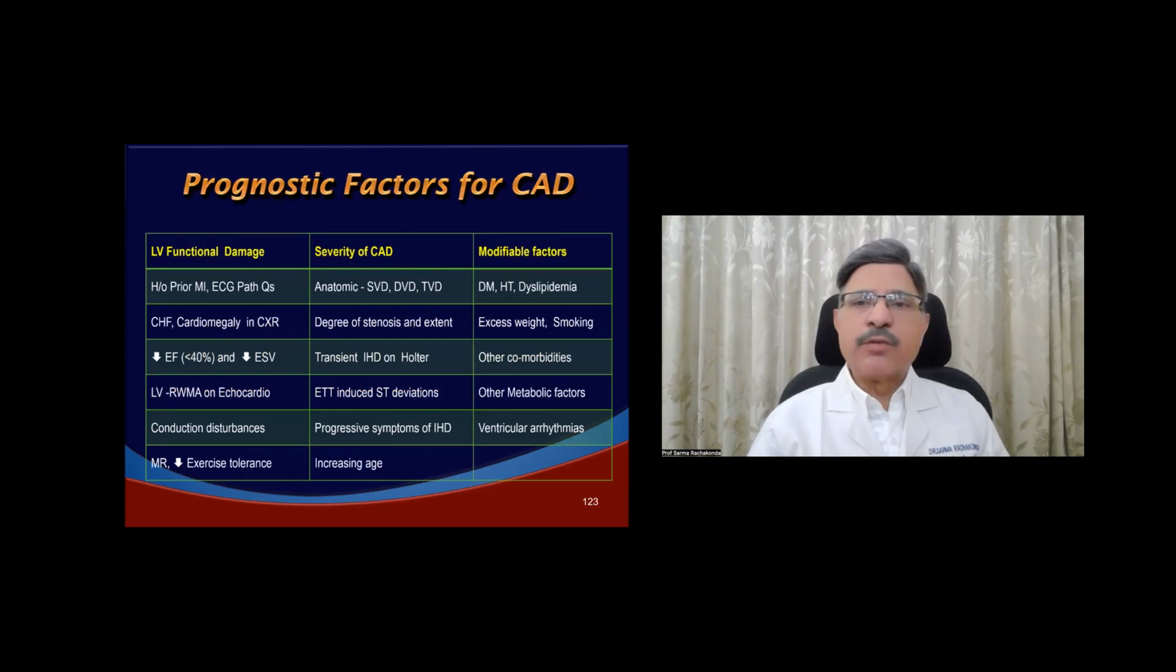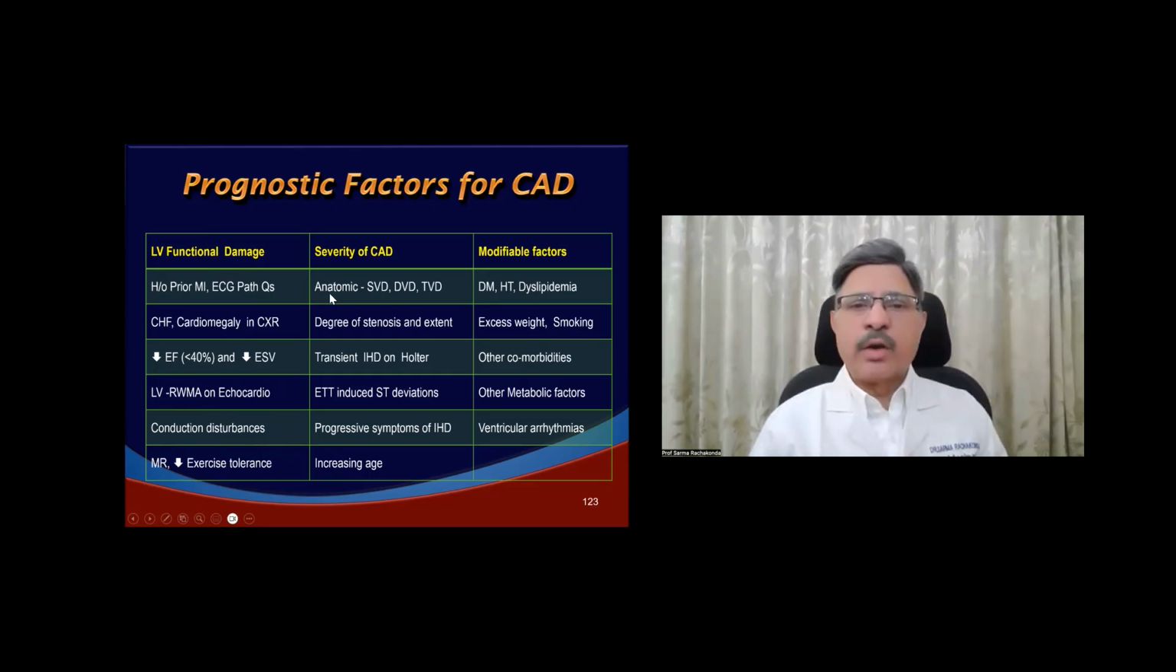Now, prognostic factors for CAD: LV functional damage, severity of the CAD, and modifiable factors. History of prior MI, pathological Q waves on ECG, LV functional damage, CHF, cardiomegaly on chest X-ray, ejection fraction less than 40, regional wall motion abnormalities on echo, conduction disturbances, mitral regurgitation, decreased exercise tolerance, all signify functional LV damage.